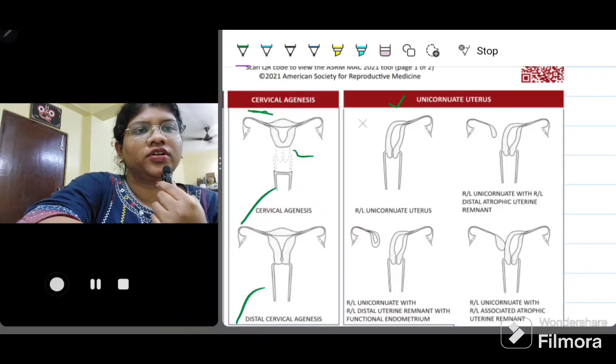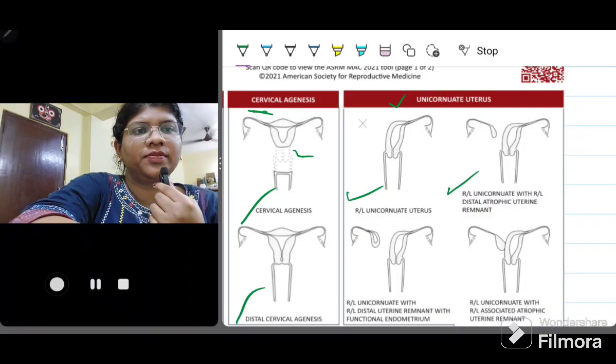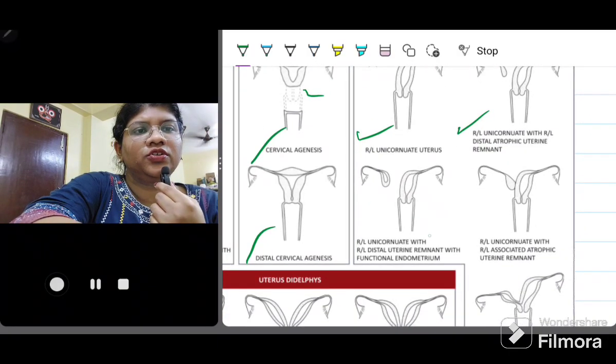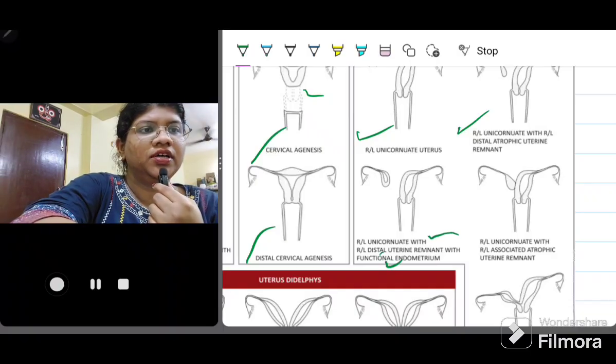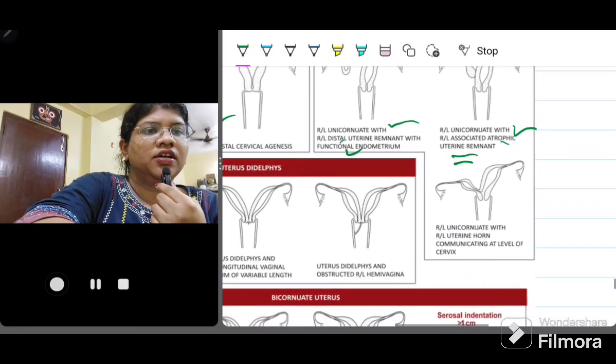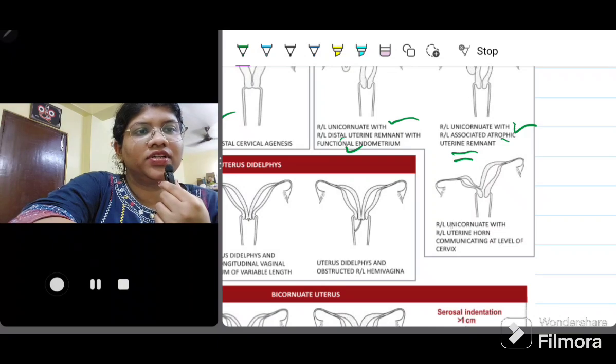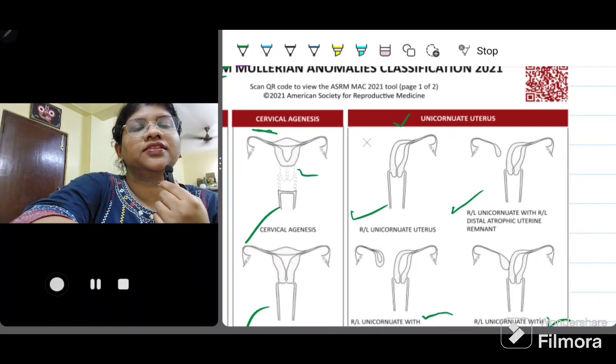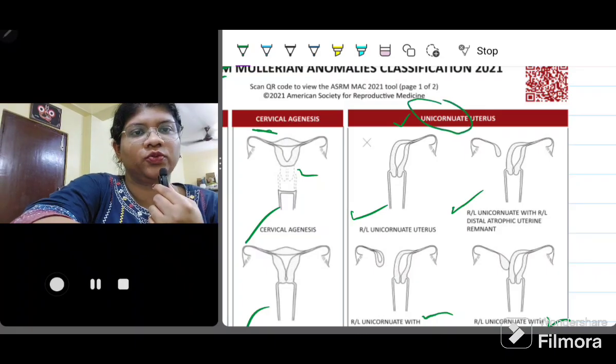Next is a unicornuate uterus. So you can see right or left unicornuate uterus, right or left unicornuate with right or left distal atrophic uterine remnant, right or left unicornuate with distal uterine remnant with functional endometrium. Again, unicornuate with associated atrophic uterine remnant. The last one is the unicornuate with uterine horn communicating at the level of the cervix. So broadly you should remember that this all comes under the classification category of unicornuate uterus.